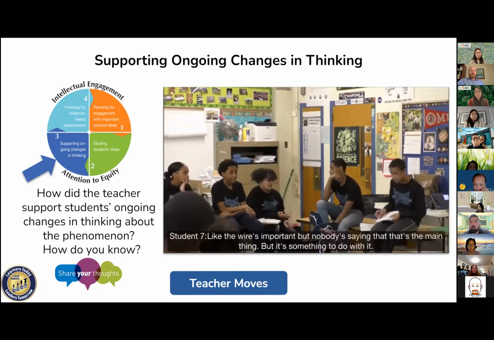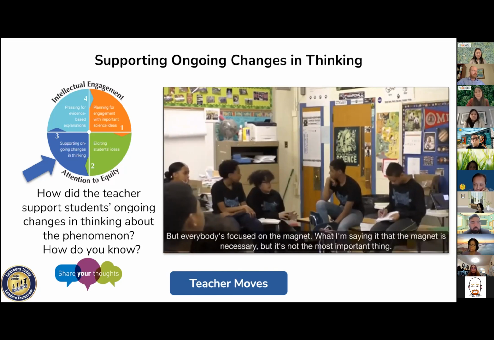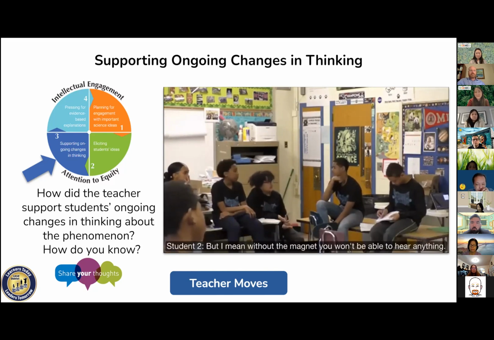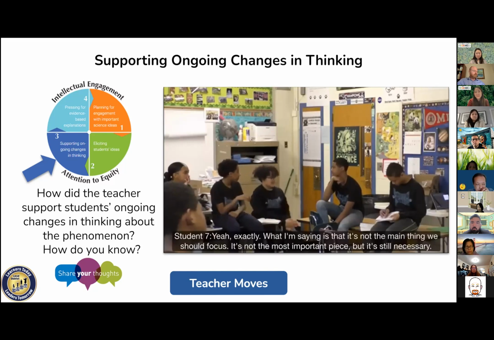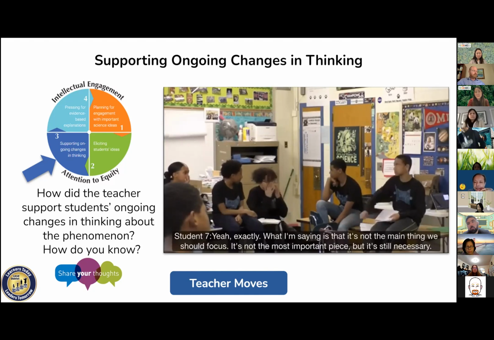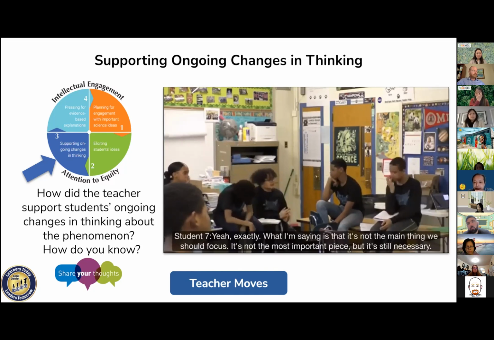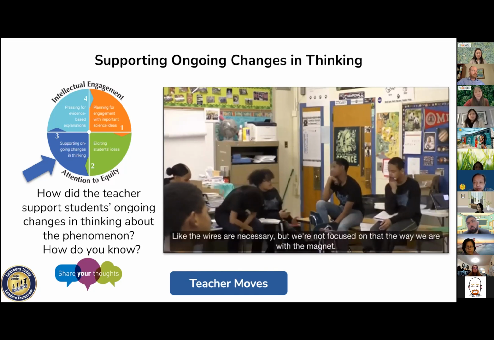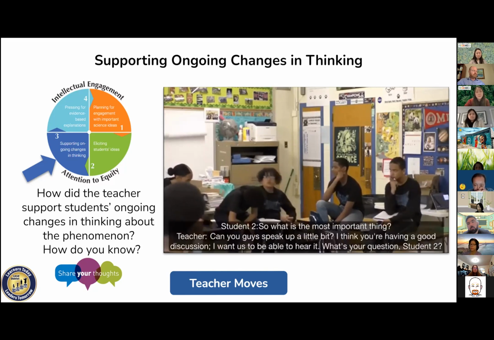Like the wires are important, but nobody's saying that that's the main thing. Well, it has something to do with it, but not everybody's focused on the magnet. So what I'm saying is that the magnet is necessary, but it's not the most important thing. Yeah, exactly that. But what I'm saying is that it's not the main thing that we should focus on. It's not the most important piece, but it's still necessary. Like the wires are necessary, but we're not focused on that the way we are on the magnet. Can you guys speak up a little bit? I think you're having a good discussion. I want us to be able to hear.